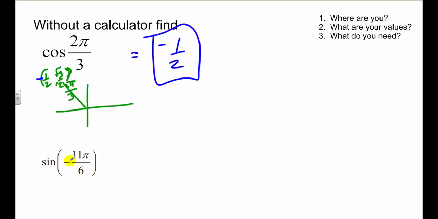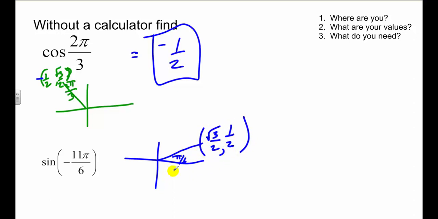Sine of negative 11 pi over 6. Clockwise rotation, 12 pi over 6 is 2 pi, so I'm pi over 6 away from that axis, which is kind of like a 30 degree angle. And I know my x and y values are root 3 over 2 and a half. I need my y value because I'm talking about sine. So that's just going to be a half.